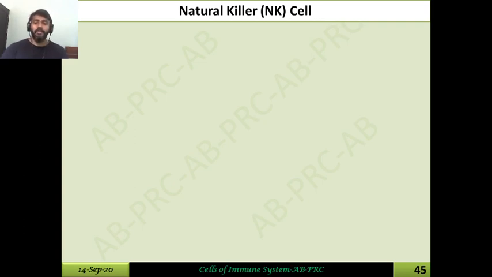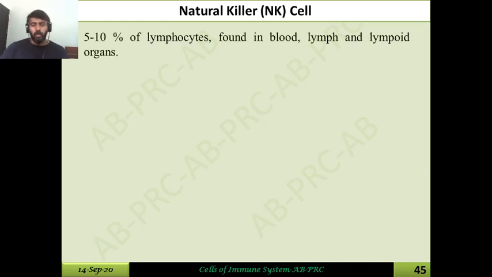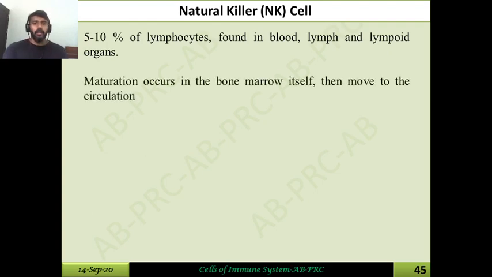How they are different from the other two lymphocytes is that this cell, the NK cell, is basically associated with cell mediated mechanism, or a kind of innate response is provided by the NK cell. They usually comprise around 5 to 10% of the total lymphocytes, and usually they are found in blood, lymph and other peripheral organs.